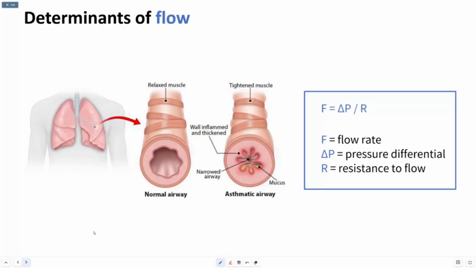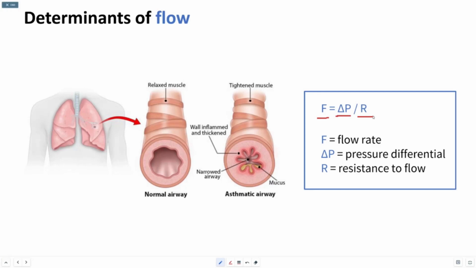Airflow is the amount of air that moves into and out of the lungs with each breath. F stands for flow rate, which is directly related to the pressure gradient between the atmosphere and the lungs, expressed as delta P, also known as the pressure differential. And it's inversely related to uppercase R, which is the resistance against the flow. Therefore, the formula is F = ΔP/R.